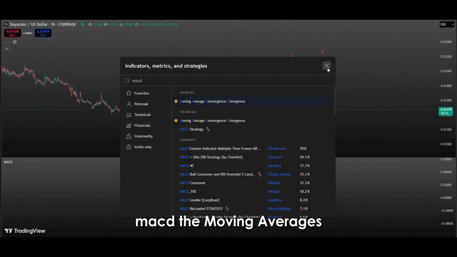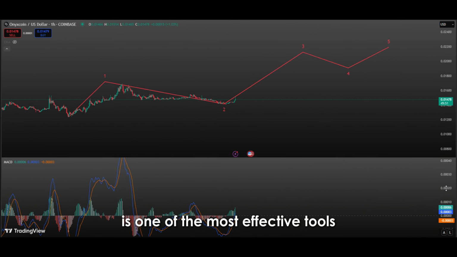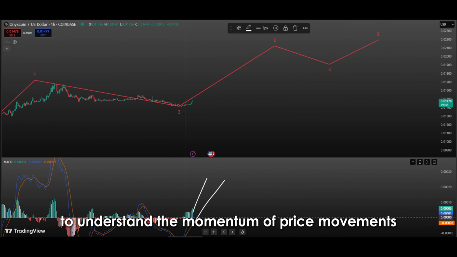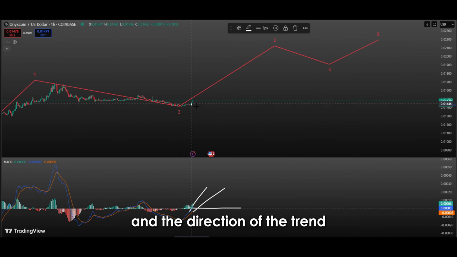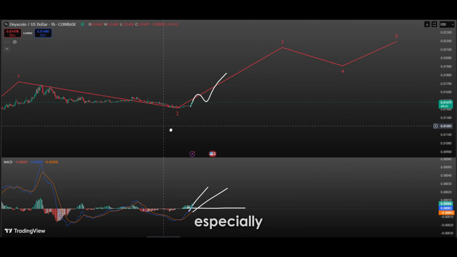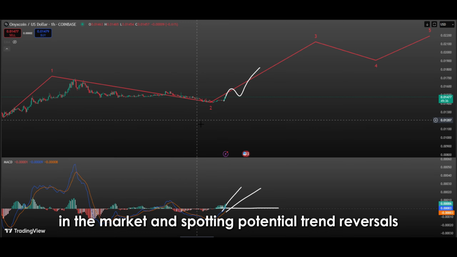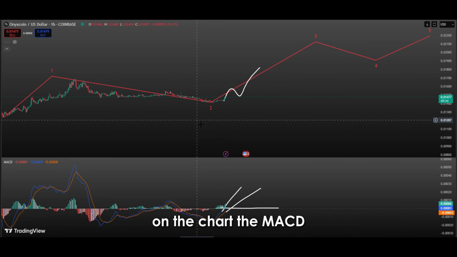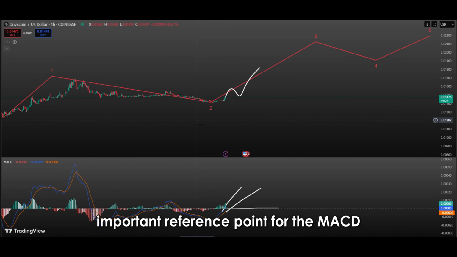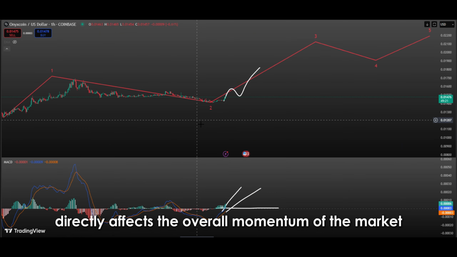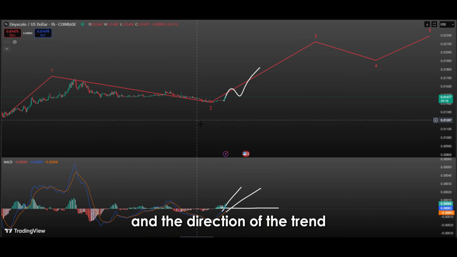MACD, the Moving Averages Convergence and Divergence Indicator, is one of the most effective tools used in the world of technical analysis to understand the momentum of price movements and the direction of the trend. This indicator is widely favored, especially for balancing the forces of buyers and sellers in the market and spotting potential trend reversals. On the chart, the MACD lines are currently struggling to hold above the zero line, which is a critical threshold level. The zero line is a very important reference point for the MACD, as its presence above or below this line directly affects the overall momentum of the market and the direction of the trend.